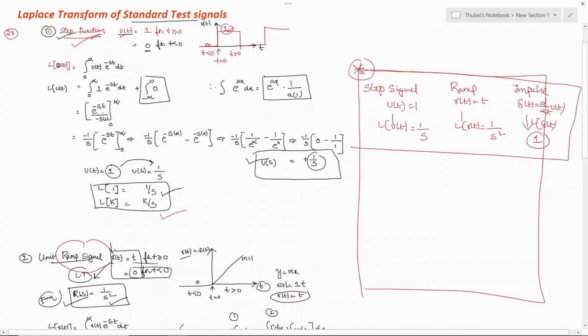These three signals are called standard test signals that we can apply to any kind of network to find the output.